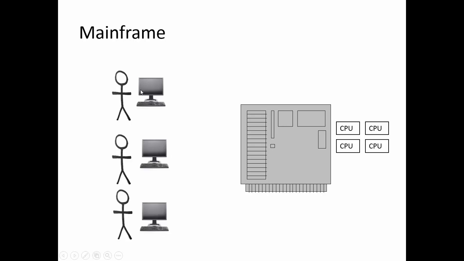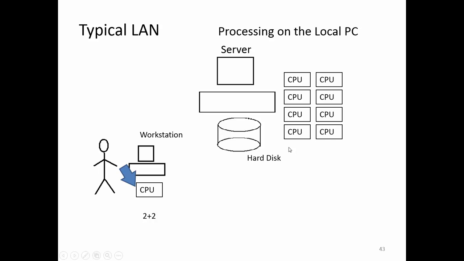So, users stand at the dumb terminal and they connect to the mainframe. And when a user types 2 plus 2 and presses the enter key, it goes down the wire and it gets added up on the CPUs of the mainframe. All processing occurs on the mainframe. This is the mainframe model of computing. Application virtualization is based upon the mainframe model of computing.